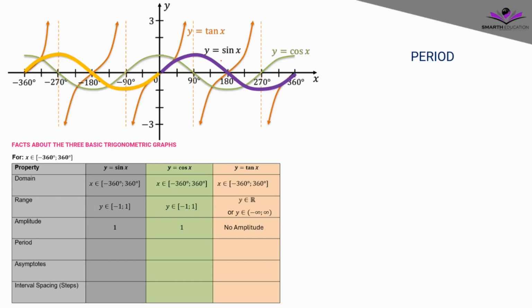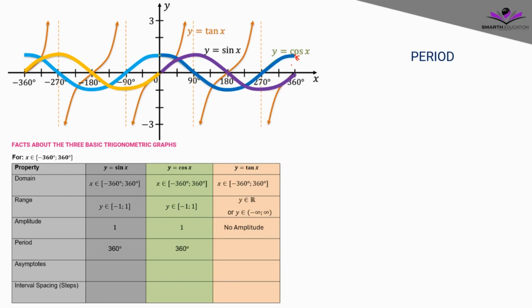Then y = cos x. The first cycle, see that? That's 360 degrees. From negative 360 to 0, that's 360 degrees. Another cycle. The graph repeats itself every 360 degrees. So that's why the period is 360 degrees for this graph, y = cos x.